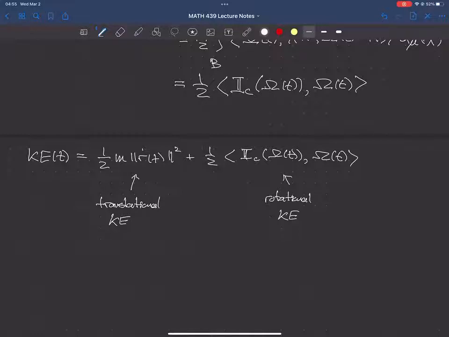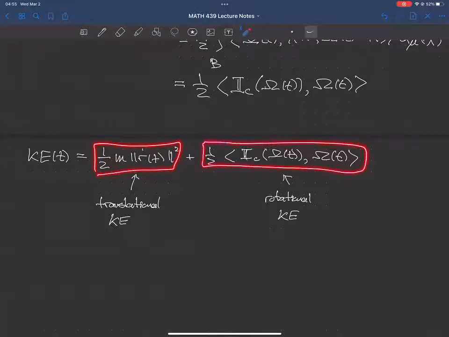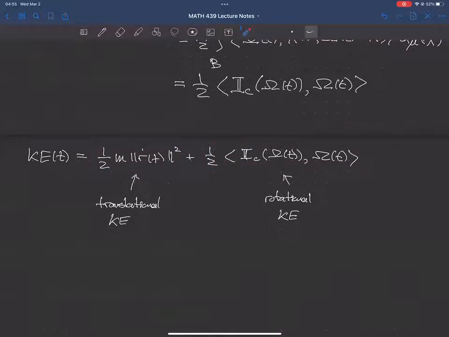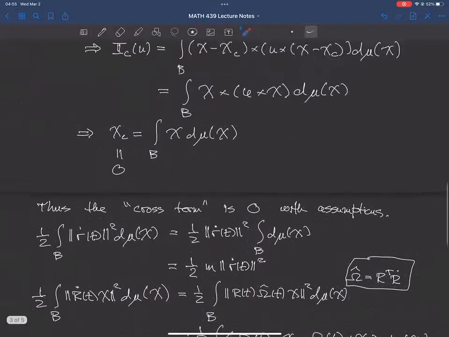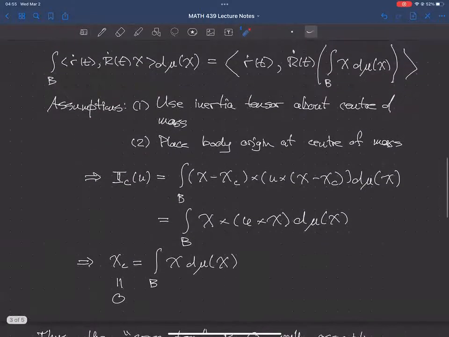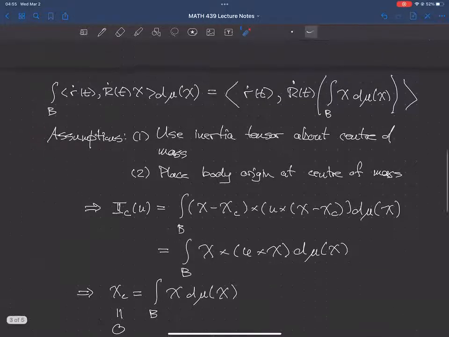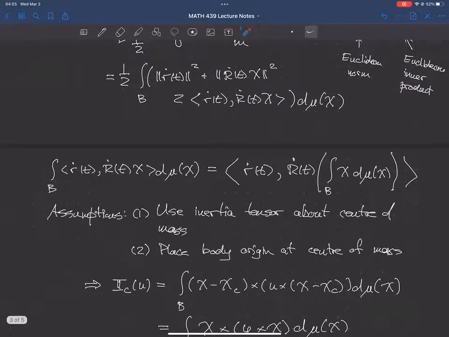All right. And so let's think for a minute about why we were able to come up with an additive decomposition of the kinetic energy into these two chunks of translational and rotational. The key to that were these assumptions, because these assumptions allowed us to show that in the expression for kinetic energy, this cross term, which we expanded out here, was equal to 0.